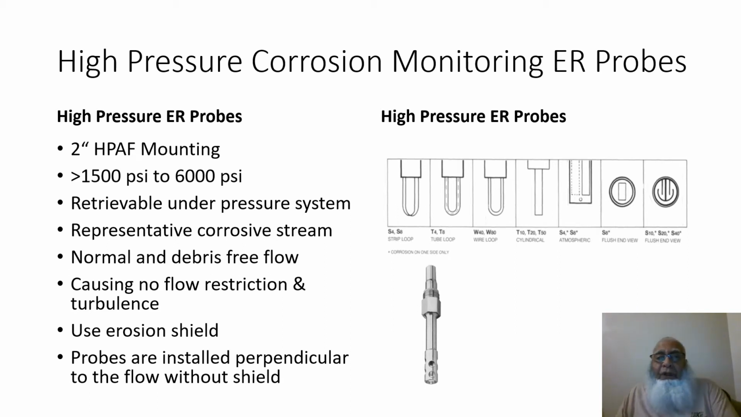High pressure ER probes look different, like a wire type, a wire loop, strip loop, cylindrical type, and another type in there. All the different types of the probes are available, and you have to choose which one is more suitable for your facilities. The selection of the probes is a critical matter, and only a very experienced consultant or a corrosion engineer can decide which type of the ER probe you may require for your system.